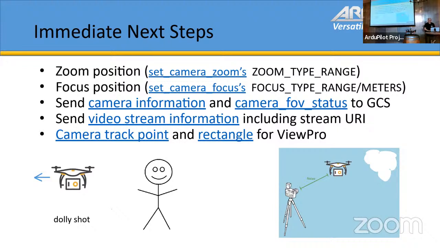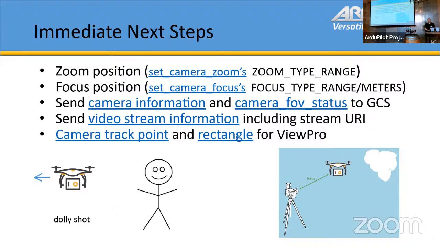We should also send the camera information and camera FOV status MAVLink messages to the ground station. So in that video from David, he could click on the screen, right? And the gimbal would point there. That only works when the camera is fully zoomed out. If you zoom in, it's going to sweep far too far. And that's because it doesn't have an update of what the field of view is right now. So that's why we need to add those messages.